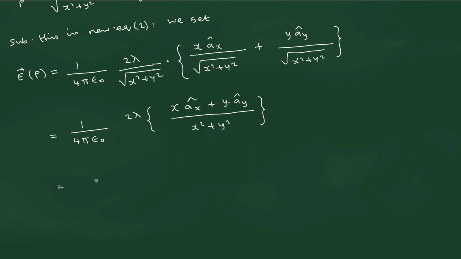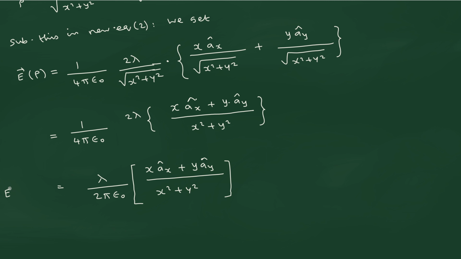We can write down like this. It is lambda divided by 2 pi epsilon 0 into xax plus yay divided by x square plus y square. So the electric field at any point x comma y is equal to. So what is that x comma y I am writing here is that this particular rho is basically x comma y.